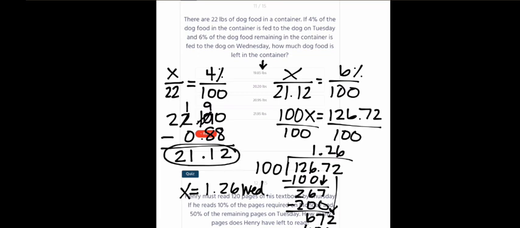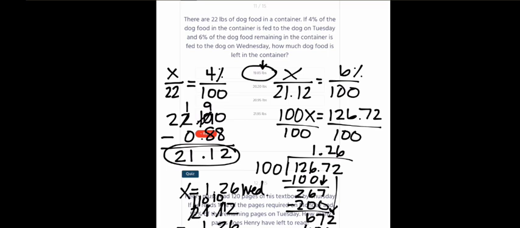So, if this is how much there was, we're going to subtract 21.12 minus 1.26. We're going to carry that over. 12 minus 6 is 6. I got to borrow from over here. 10 minus 2 is 8. I'm going to borrow again. 10 minus 1 is 9. 19.86. Closest one I have is 19.85. That's my answer.